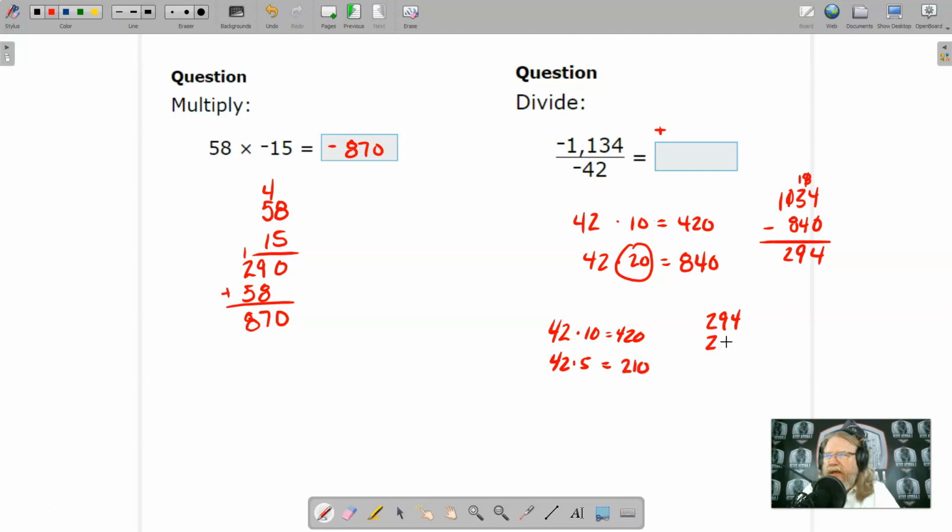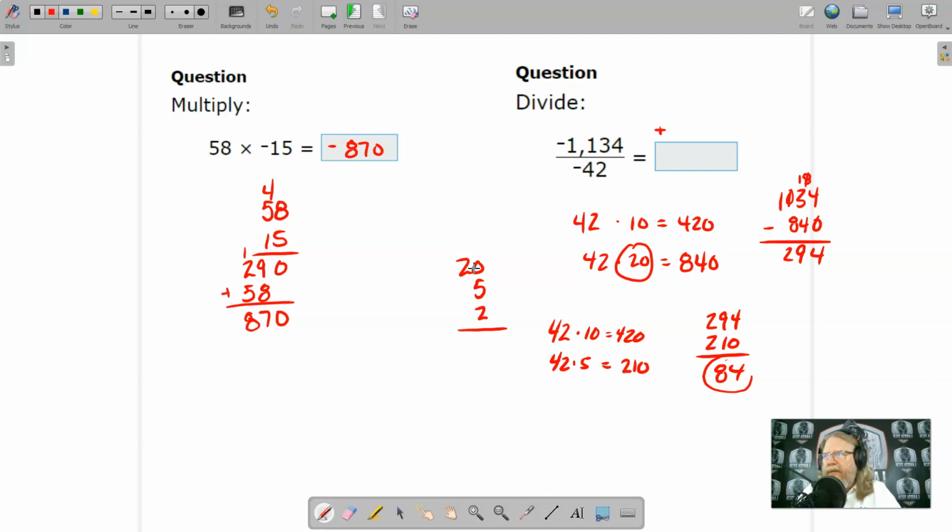So let's go and do that. So I got 20 of them already. I'm doing another 5 of them, and that gave me 210. Let's subtract that. 4 minus 0... 9 minus 1 is 8, and 2 minus 2 is 0. So now I'm down to 84. How many times will 42 go into 84? Twice, right? 2 more times.